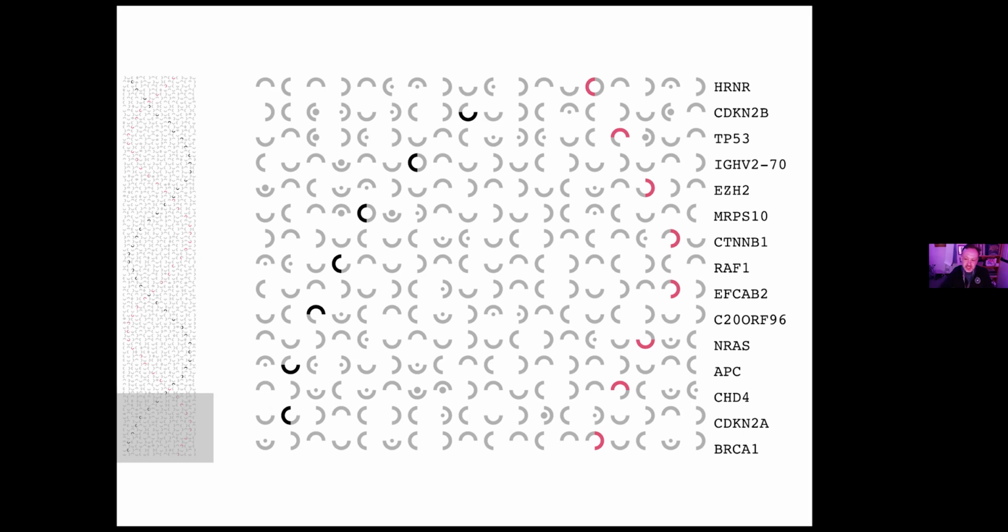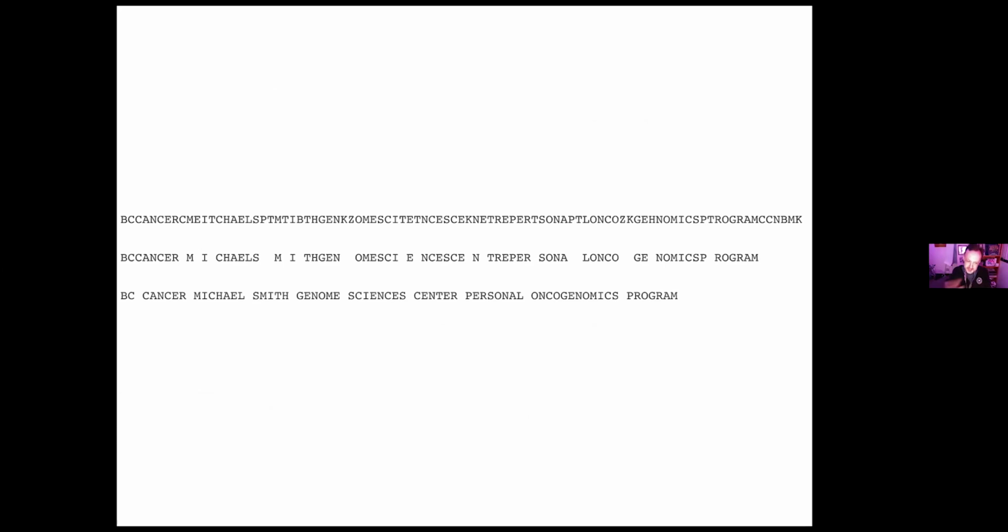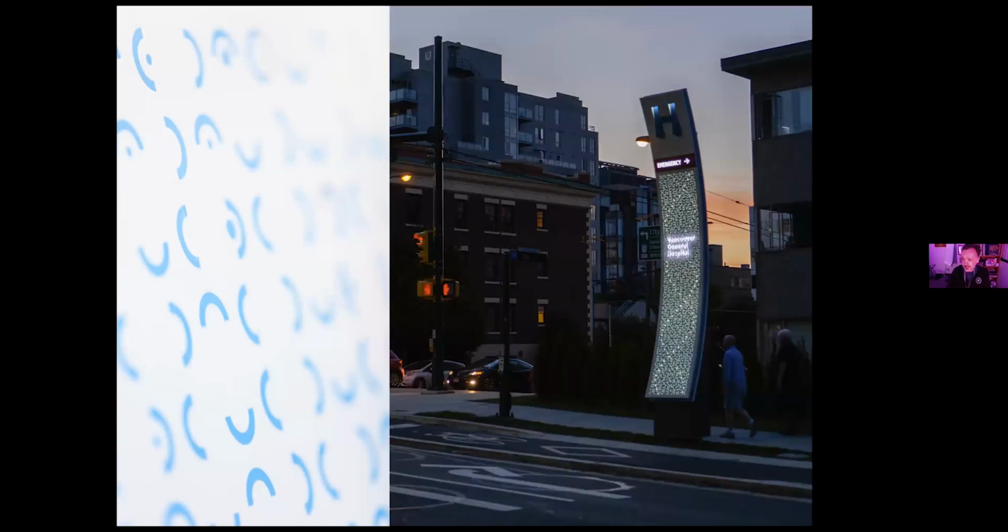If you look at the first letters of the genes, you get this string, and you go, well, what is this string? Well, that kind of looks like BC cancer something or other. And if you remove a few letters, and if you rearrange the spaces, it basically spells out the name of the program that is responsible for sequencing this. So it's an Easter egg. And so this is what the sign looks like in the day. This is what the close-up looks like in the day. This is what the sign looks like at night.